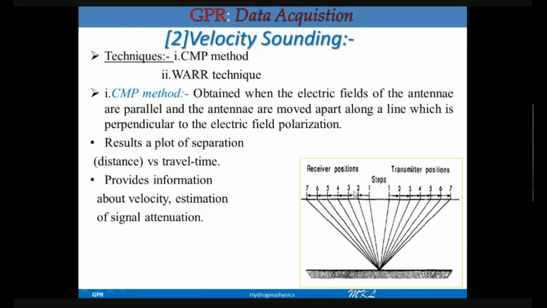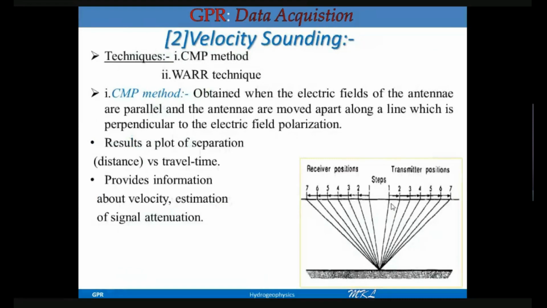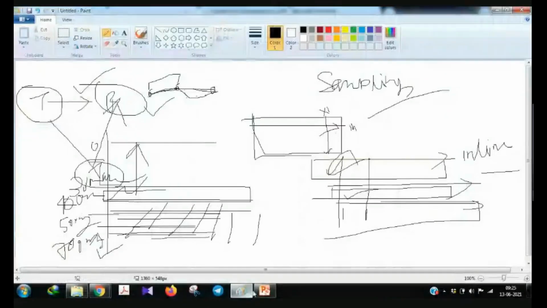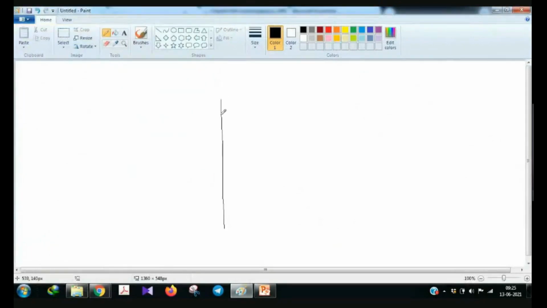Then you will be going for this. The transmitter and the receiver will be in the second position. That will give you another data, and a third position. The CMP data generally looks like the reflection. If this is X and this is T, where T means the two-way travel time, the CMP data will be looking like this.